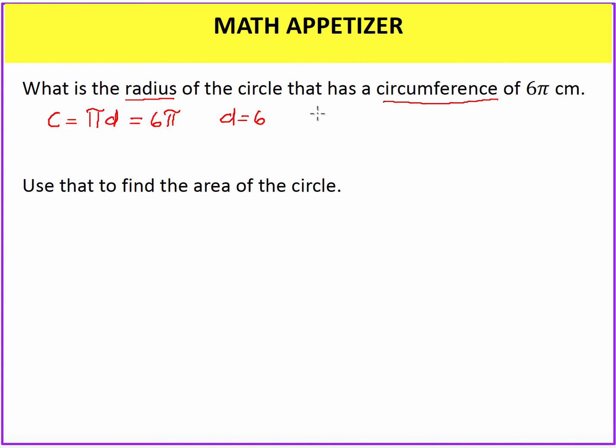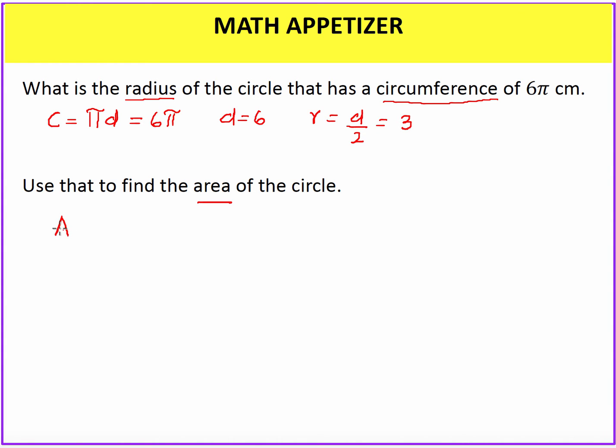And since we know the diameter, the radius is just half of the diameter. So it is diameter divided by 2. And so it must be 3 centimeters. So now that we know the radius, it's pretty straightforward to find the area of the circle.